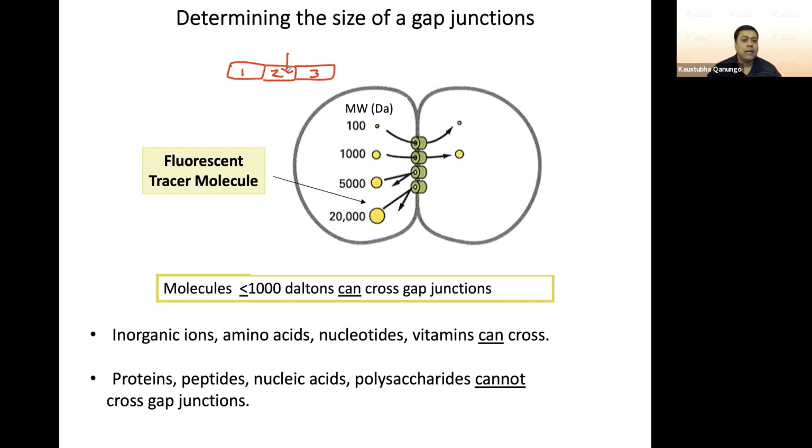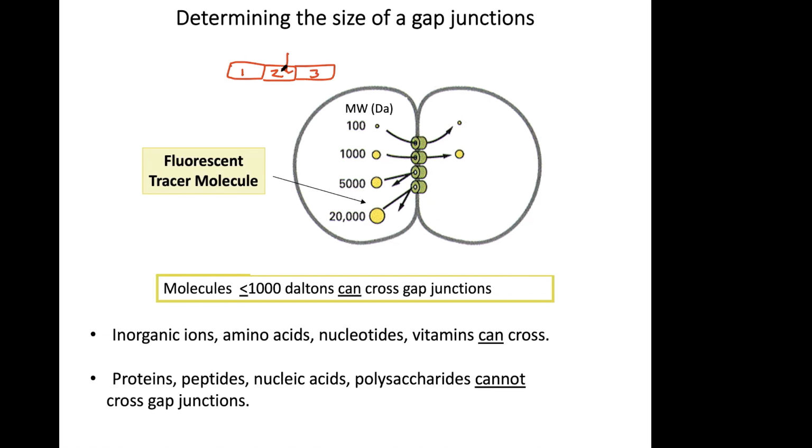So if I inject that dye into this cell, suppose it is a fluorescent green colored dye that you are seeing, then I give you the choice that it will be only in this cell, it will be this cell and this cell, it will be this cell and this cell, it will be all of them. So what do you guys think that if I just inject a fluorescent tracer molecule like a GFP protein tag and look at them under the microscope, what will happen? Anyone?